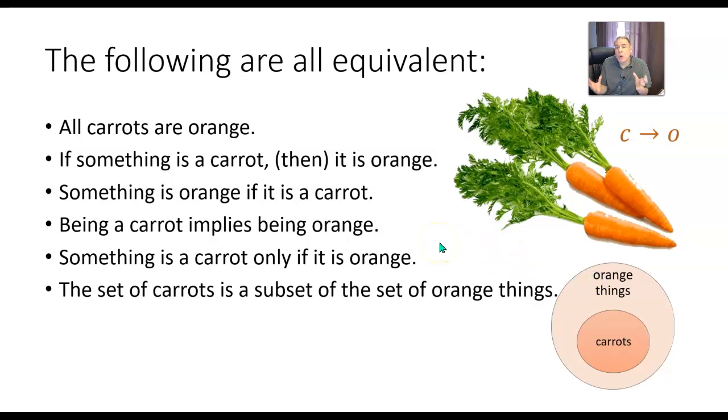And if you know about sets and subsets, we could say the set of carrots is a subset of the set of orange things. So that also expresses the same logical relationship between being a carrot and being orange. Again, if you're not familiar with sets and subsets and so forth, don't worry too much about that. But if you are, that's another way of expressing that same logical relationship.